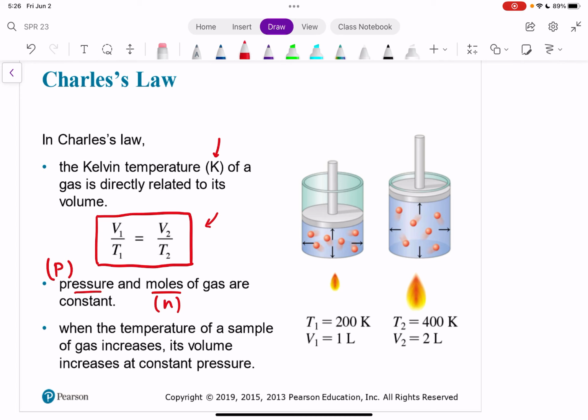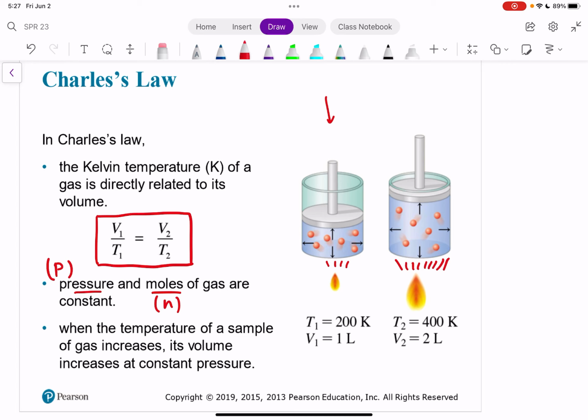So in Charles' law, when the temperature of a sample of a gas increases, its volume also increases at constant pressure. So looking over here at our initial gas sample, we've got our gas in a container there with a movable piston, and we've got our temperature. Our initial temperature T1 is 200 Kelvin, and our initial volume V1 is 1 liter. So we raise the temperature, right? We've got just a little bit of heat hitting the container here, but over here we've raised the temperature quite a bit, right? Bigger flame.